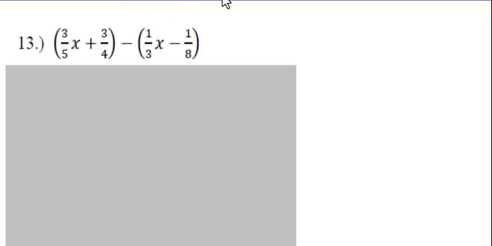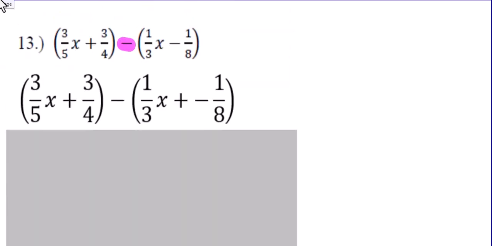Next one, unfortunately, is a subtraction problem, but I am going to start by rewriting everything inside the parentheses as addition. So the 3/5 x plus 3/4 is going to stay the same. I kept subtraction for now because I did not use the additive inverse yet, but I did rewrite 1/3 x minus 1/8 as 1/3 x plus negative 1/8. Now we've got to do that additive inverse. The additive inverse of 1/3 x plus negative 1/8 is negative 1/3 x plus a positive 1/8.